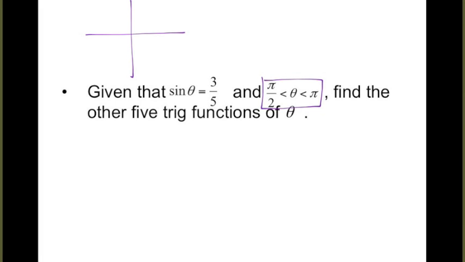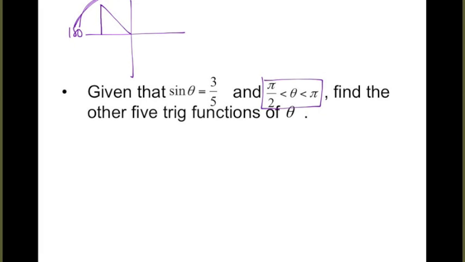Where were pi halves and pi? What angle is pi halves? 90. And what angle is pi? 180. So our angle is going to be somewhere in between here. We're just going to draw it. Doesn't matter where, just somewhere in between there. Our picture doesn't have to be to scale. So somewhere in between 90 and 180, we're going to put our angle.